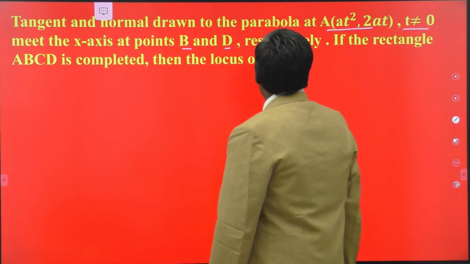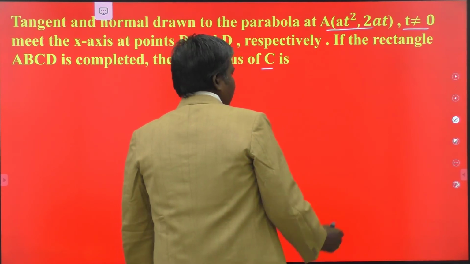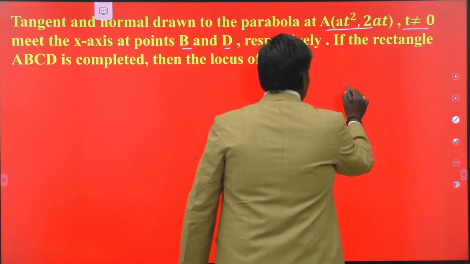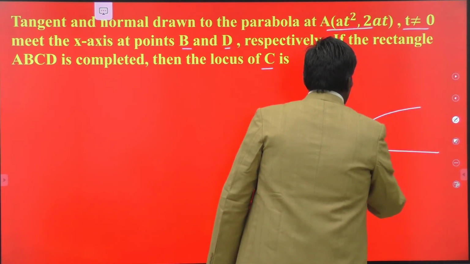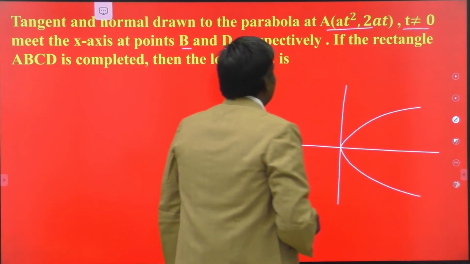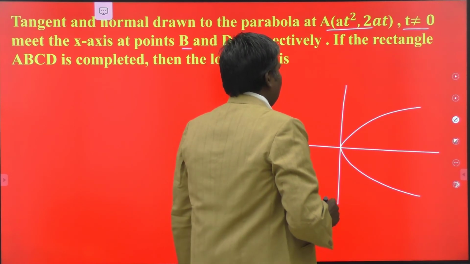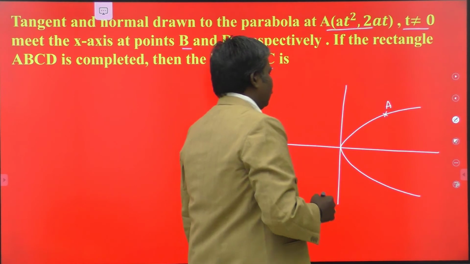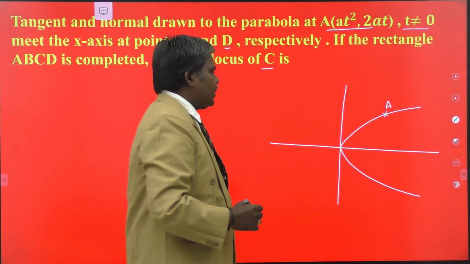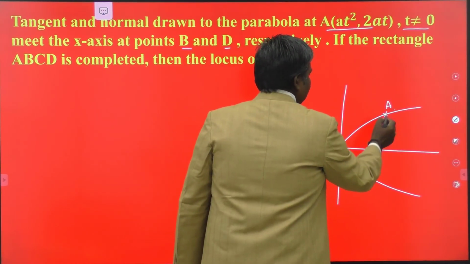It is also a very simple question for you, but you have to draw the figure. These are the coordinate axes. This is my parabola y square equal to 4ax. You take some point A on the parabola. This is my point A, at square comma 2at. You have to draw the tangent and normal at A to the parabola.